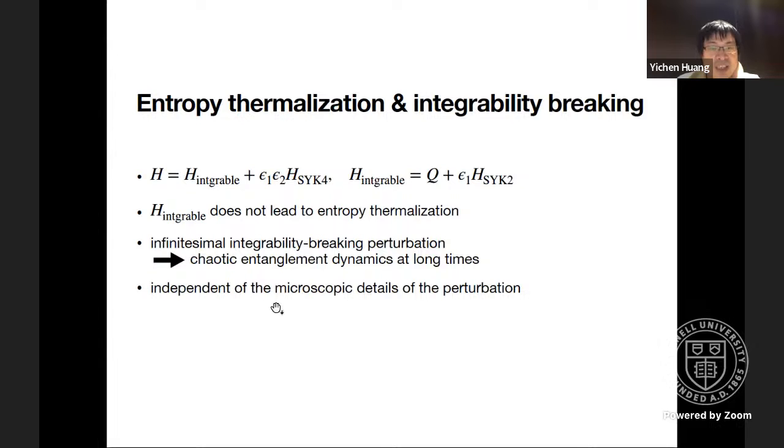I would like to emphasize that our results do not depend on the microscopic details of the perturbation. Here the perturbation I add is SYK4, but it doesn't have to be SYK4. As long as it is some generic term that breaks the integrability, then our proof still goes through. So in summary, this slide is consistent with the conventional wisdom that by adding some generic perturbation to an integrable model, we have a non-integrable and chaotic model.